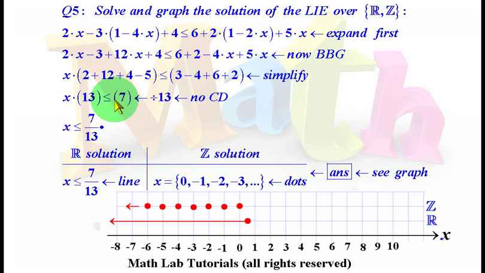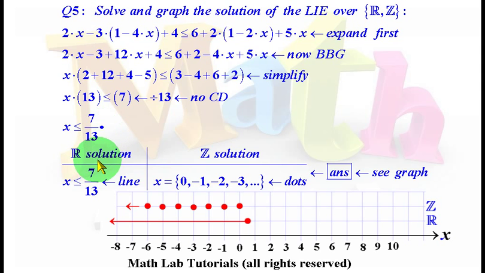So when we divide both sides by 13, we get x on the left. On the right, we get 7 over 13. Now, 7 over 13 is roughly 1/2, which is roughly about 0.5. And again, the equal sign here indicates that the endpoint, 7 over 13, is included. Okay, so we use a solid dot for inclusion.